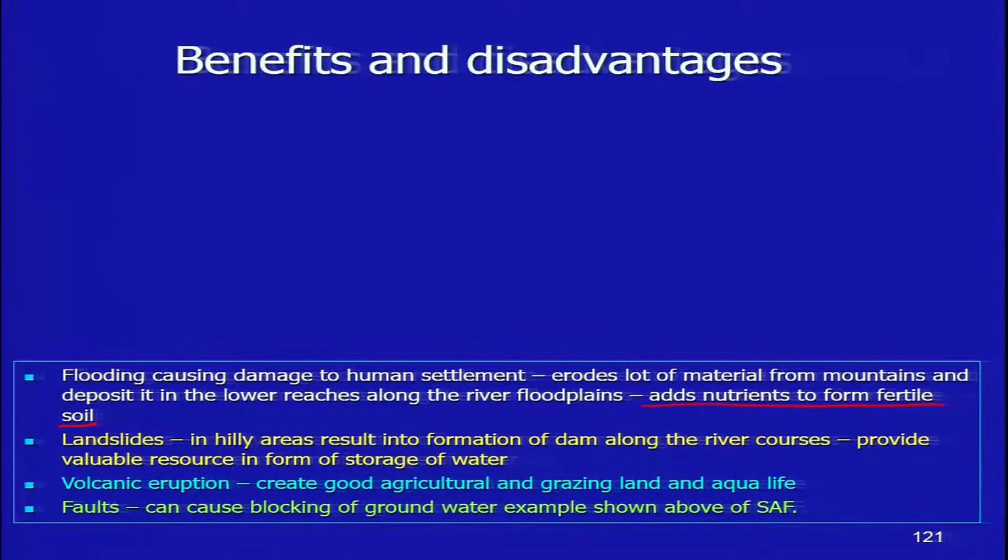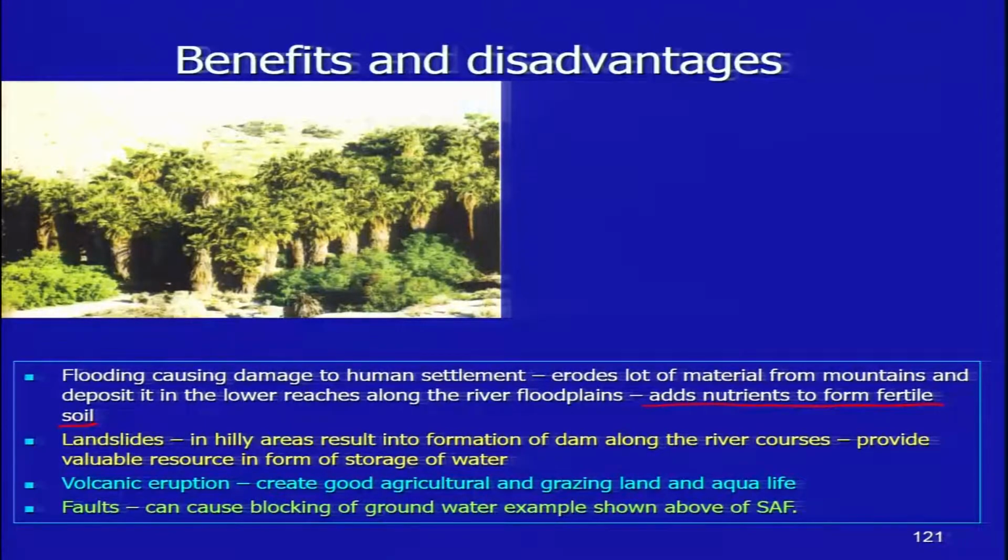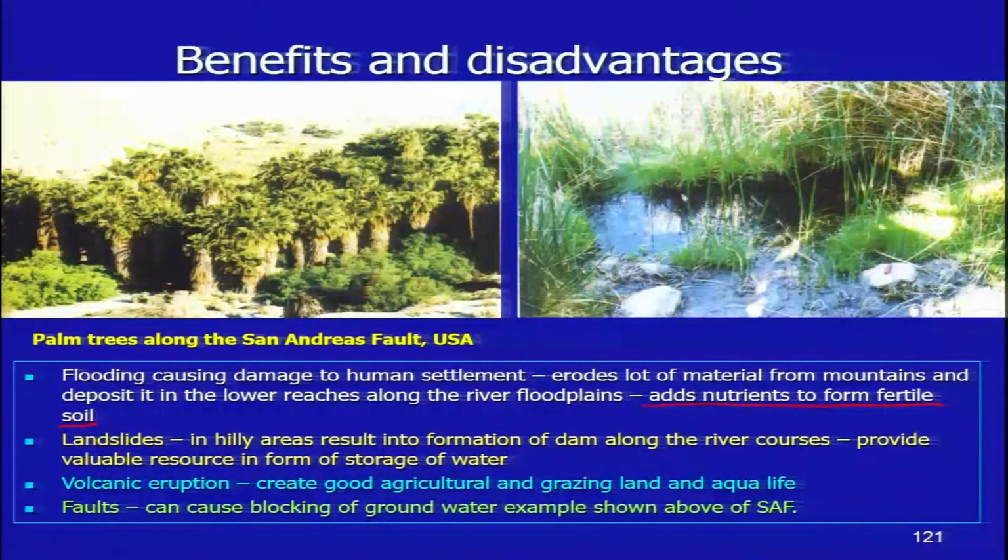Fault, that is displacement along the crust, can cause blocking of groundwater. Example you can see here. Now these palm trees are growing along the San Andreas fault in USA, and in the rest of the area you don't see the palm trees. So the palm trees' growth is aligned along the fault because it has a source of water there.